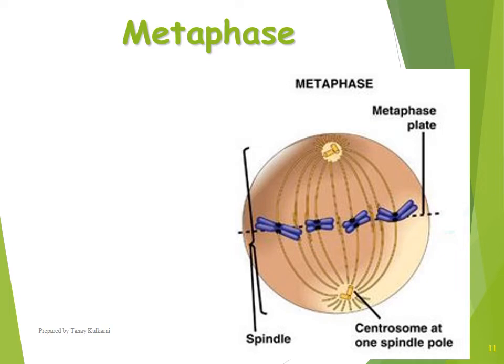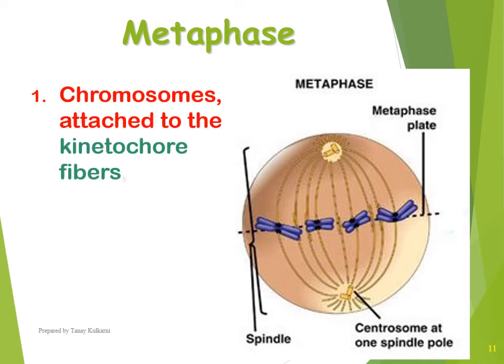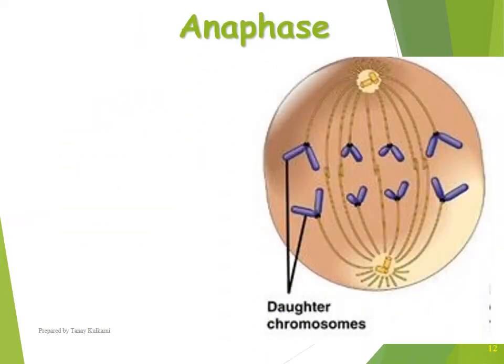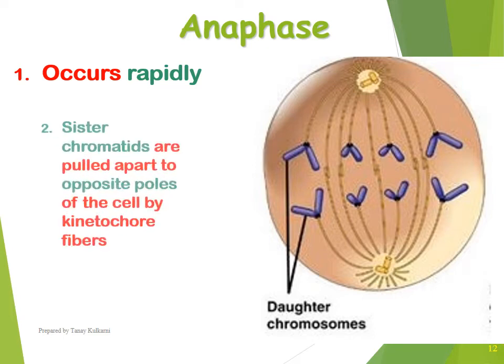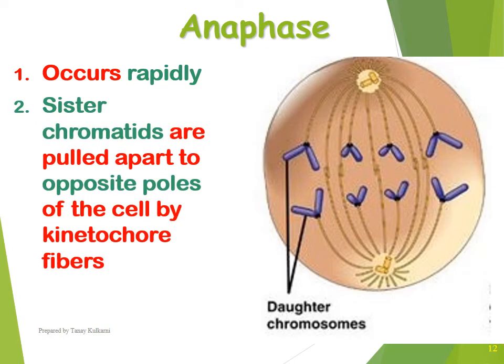Once the prophase is complete, the cell will enter into metaphase. In metaphase, all the chromosomes attached to the kinetochore fibers line up at the equator. What is the equator? The middle line, correct? And the metaphase is over. The cell enters into anaphase. Anaphase is a very short phase and it occurs so rapidly that sister chromatids pull apart to the opposite poles of the cell by using kinetochore fibers. Opposite pole means nothing but the centrioles.